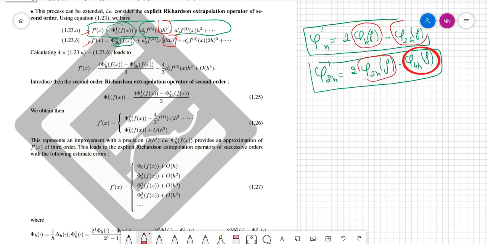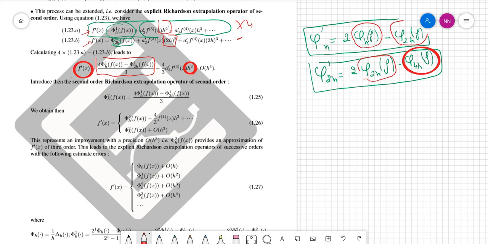Again, we calculate phi 1h and then phi 1 2h. We write these two expressions, and then if we multiply the first one by 4 and we subtract the second one, we will obtain the following: f prime is equal to 4 phi 1h minus phi 1 2h over 3, plus something with the order h3. So we were able to obtain an approximation of the derivative with a higher order, which is h3.